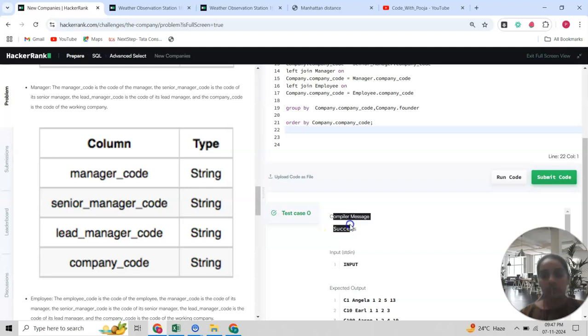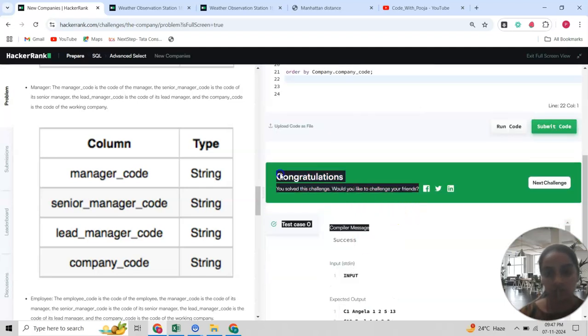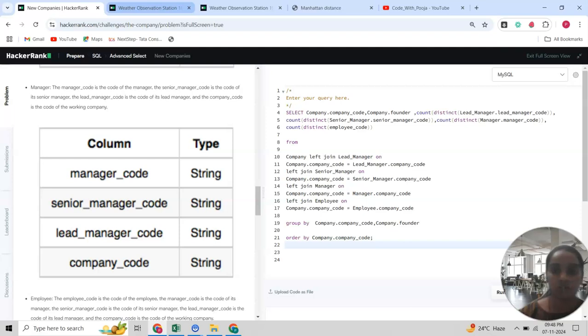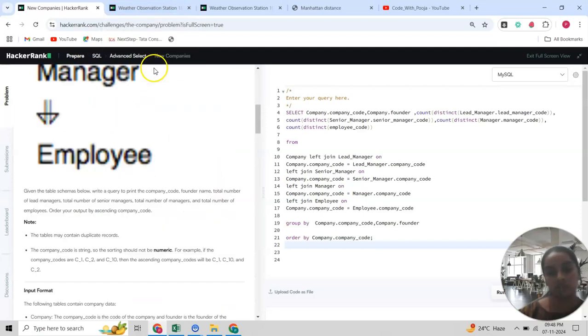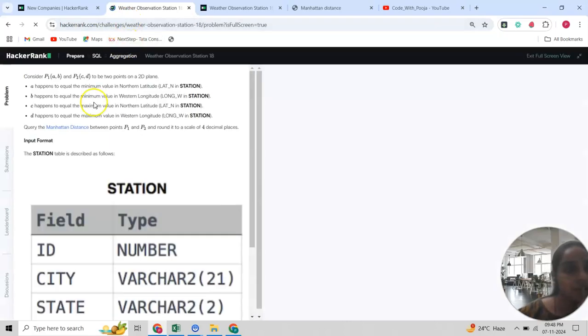Okay, the compare message shows success, the input was as usual correct, and the output shows the congratulations banner. Moving forward with the next code, and I am done with this one. If you have any query regarding this question, please tell me in the comment box. I will definitely solve that. Thank you. And yeah, so let's continue with the next query.